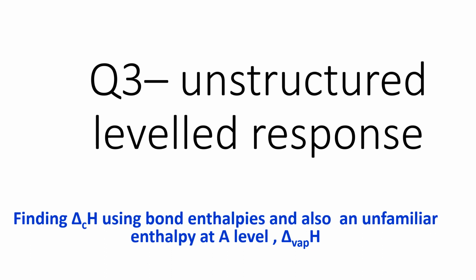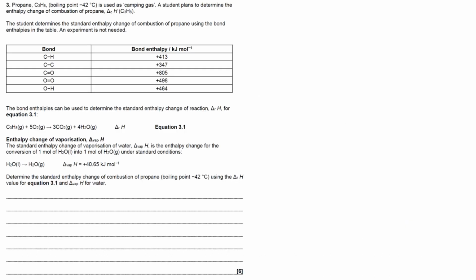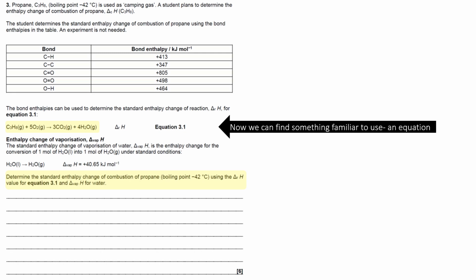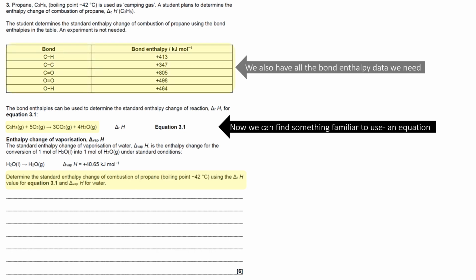delta vap H. So the first thing to do when you're presented with all of this text and data is to find what it is they want. So to locate the instructions is task number 1. And the next thing to do is to look at what parts of it are familiar. Well, you have an equation you can use, and you've also got some data that you can put into the same technique that we did before.